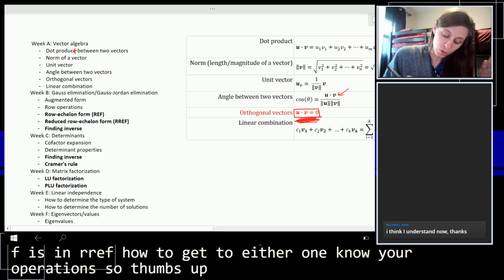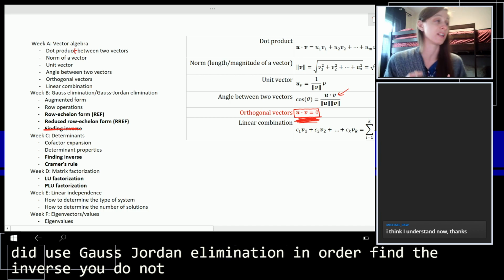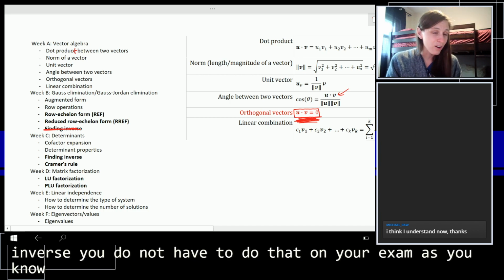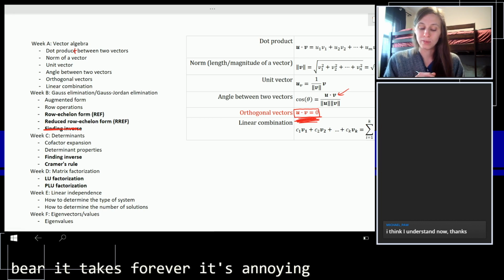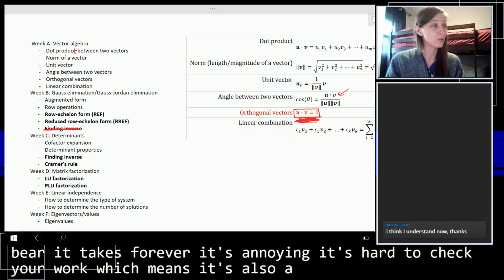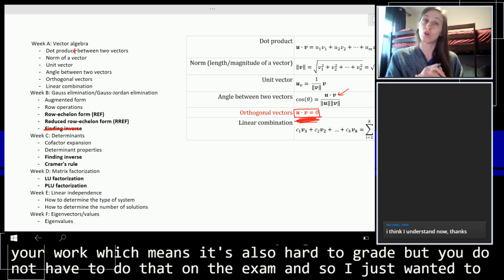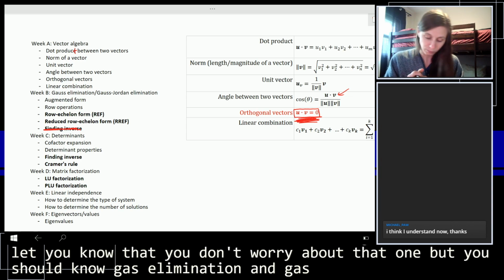Also, we did use Gauss-Jordan elimination in order to find the inverse. You do not have to do that on your exam. As you know, it is a bear. It takes forever. It's annoying. It's hard to check your work, which means it's also hard to grade. But you do not have to do that on the exam, so I just wanted to let you know that you don't have to worry about that one. But you should know Gauss elimination and Gauss-Jordan elimination.